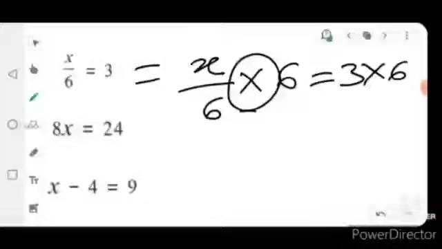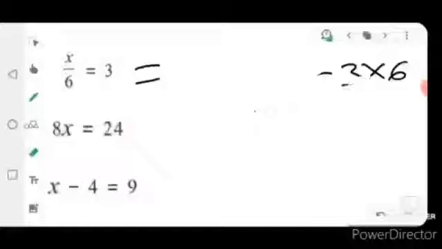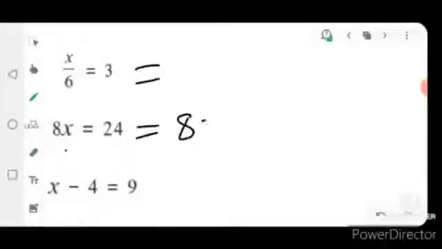Now the next example is 8x. Here the sign which is present between 8 and x is multiplication. Why? Because we consider the sign as multiplication. So here we will do the opposite operation of multiplication, that is division.